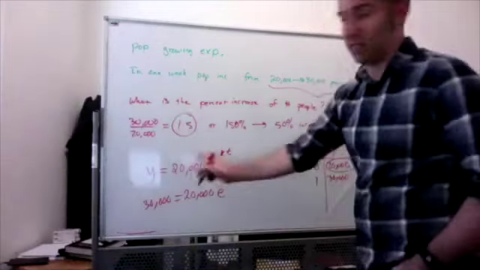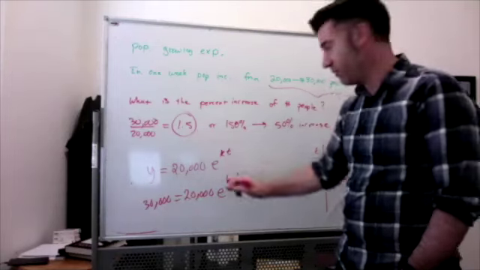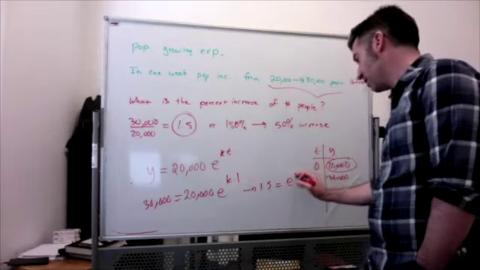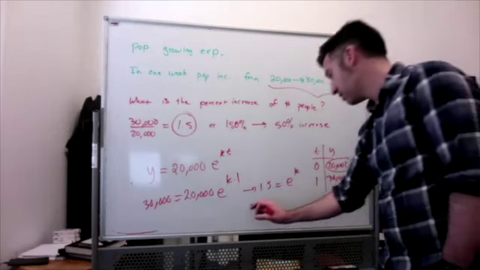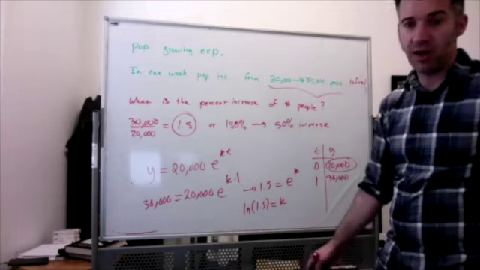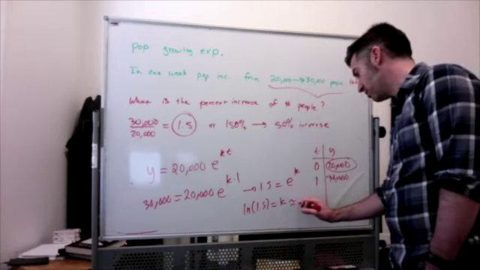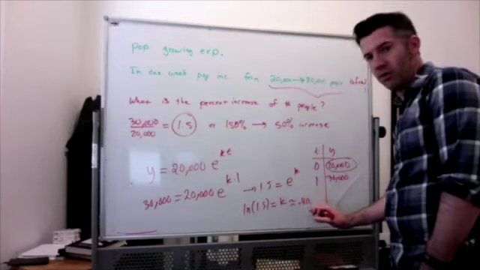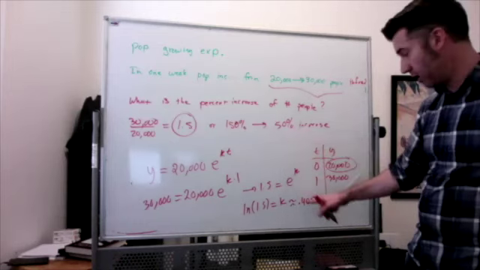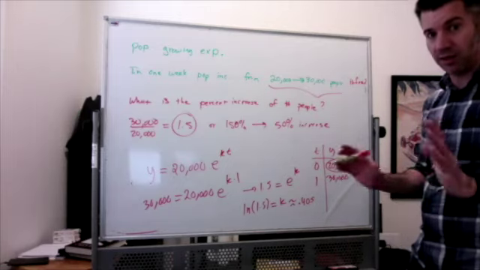Well, that's going to be easy to find k, right? We're just going to divide both sides by 20,000. So you're going to get 30,000 divided by 20,000, which we know is 1.5. So we get 1.5 equal to e to the k. And if we take the natural log of both sides, the natural log of 1.5 is equal to k. So k is about 0.405. So 50% increase, but the rate of growth is more like 0.40 or 40%. That's what's happening with this difference here.